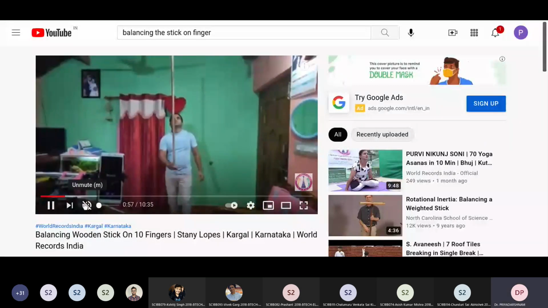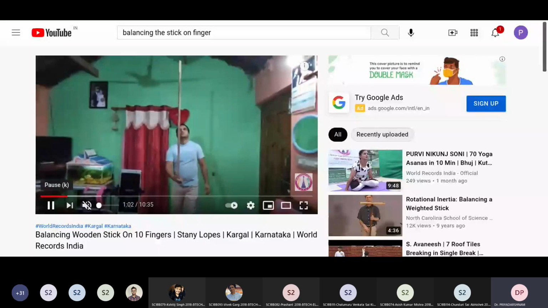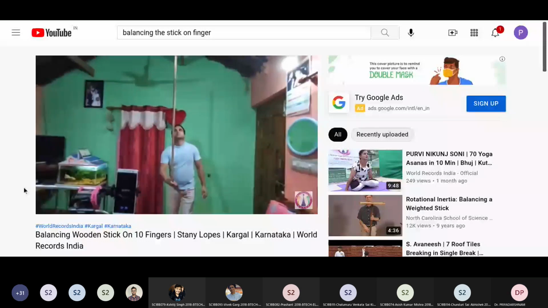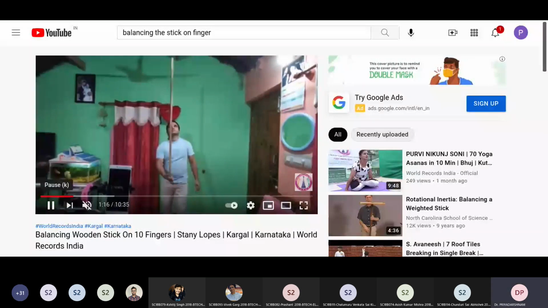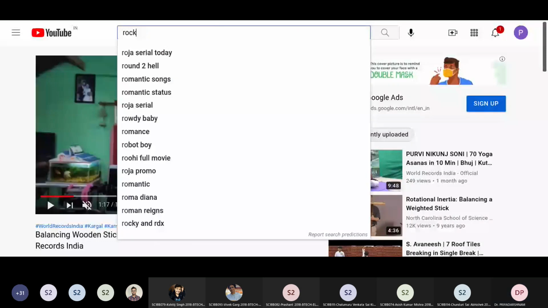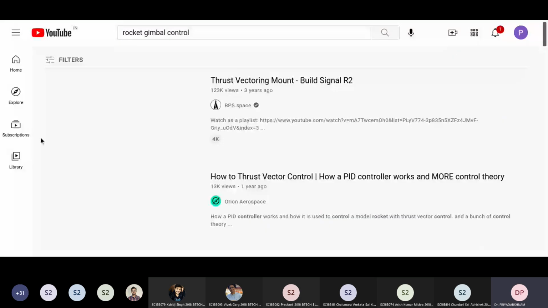Okay, so I'll pause it now. Is there any question? So this is what is happening. If you have to keep a long object straight, that is balanced, you have to fire the thrusters in a certain direction. So let us also see what happens in the rocket. We will search for rocket gimbal control. This is sometimes called thrust vectoring.